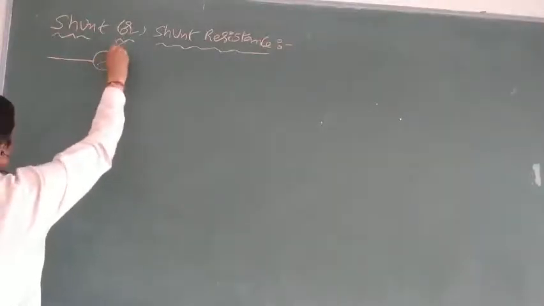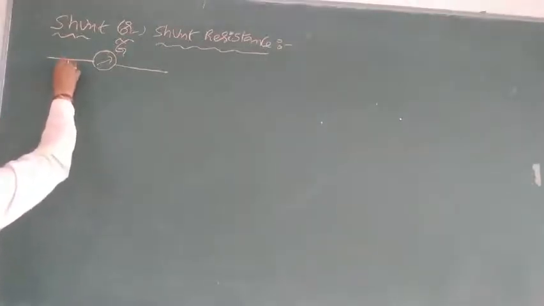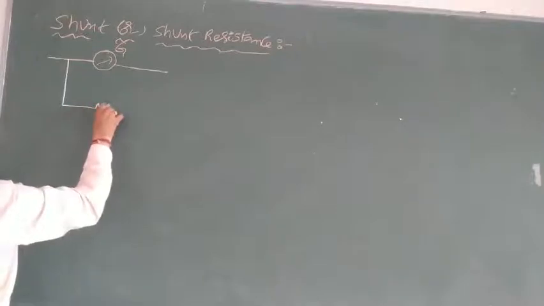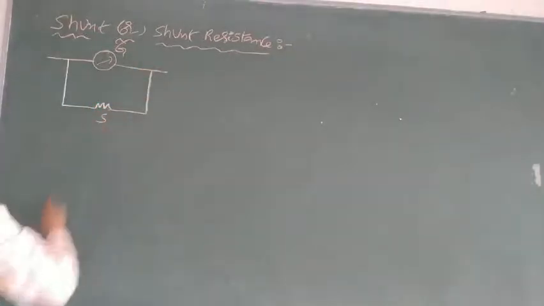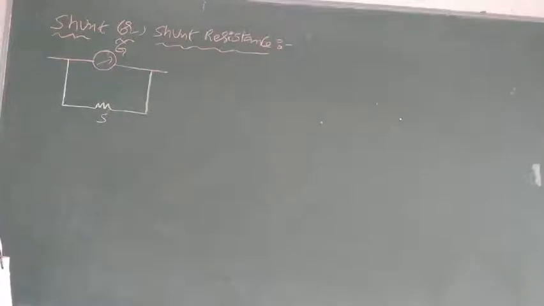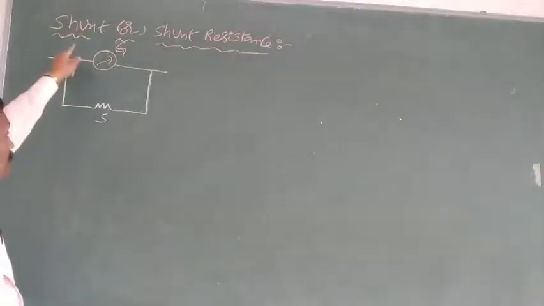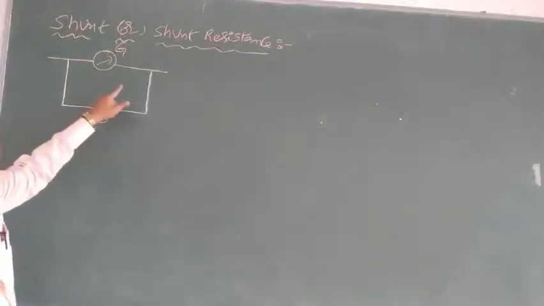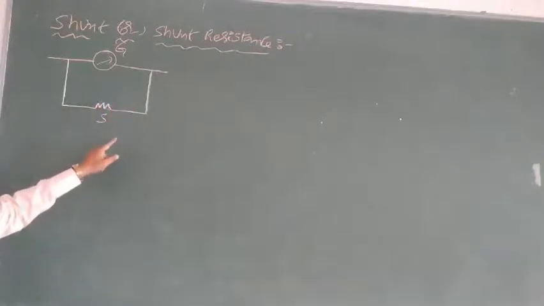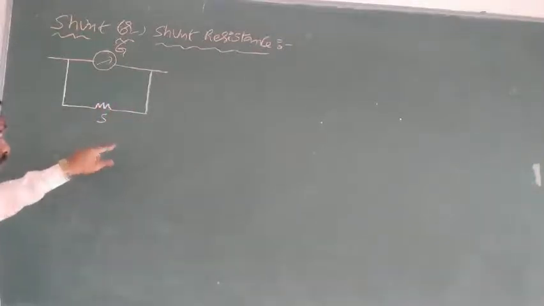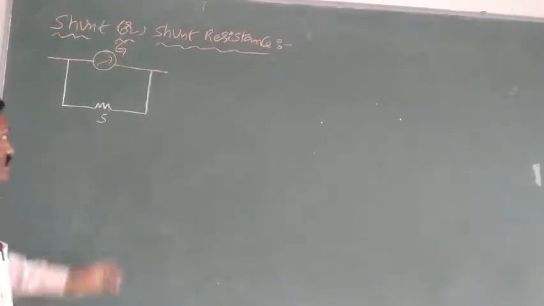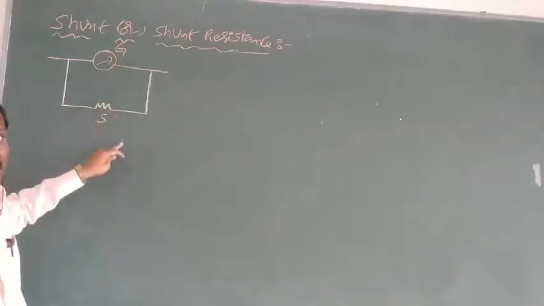Totally, a shunt means, assume this is the galvanometer. The resistance of the galvanometer is G. A small resistance is connected in parallel to the galvanometer to protect it from high current. The method of protecting the galvanometer from high currents is called shunt. The small resistance connected in parallel to the galvanometer for this protection is called shunt resistance. Here two types of resistances we are observing. G means resistance of the galvanometer, S means resistance of the shunt.